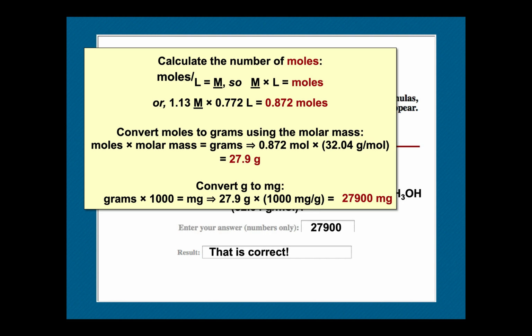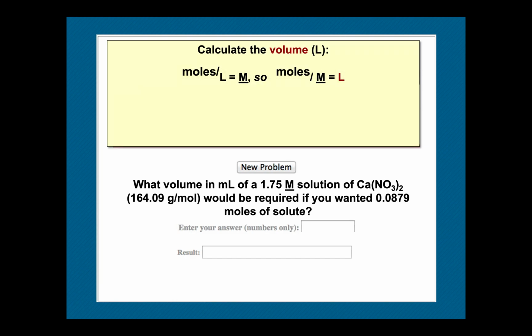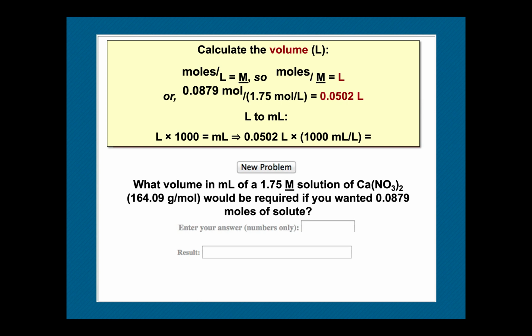I guess I lied, there is one more. Looking for a volume here in milliliters. Again, we have to multiply by 1,000. We have a concentration, and we have the number of moles. Our volume is going to be moles divided by concentration. Substitute. We get 0.05 liters times 1,000, we're at 50 mils. Any questions?